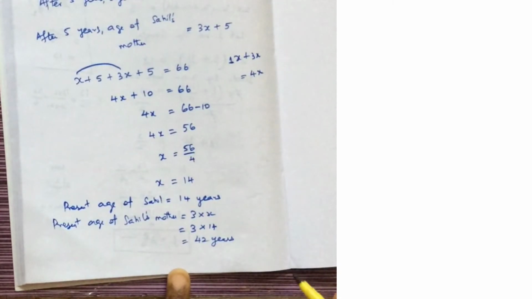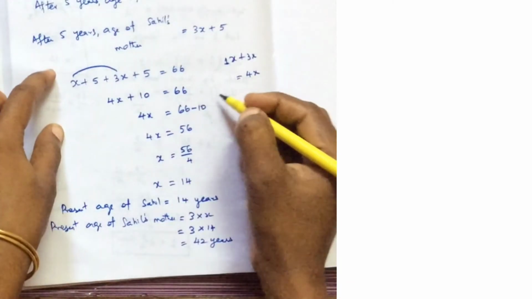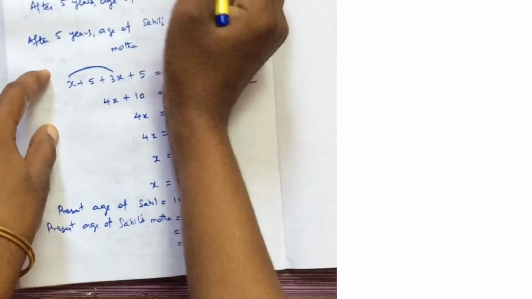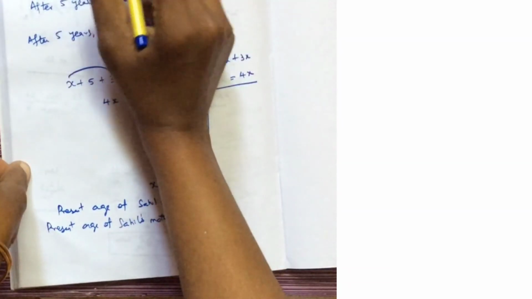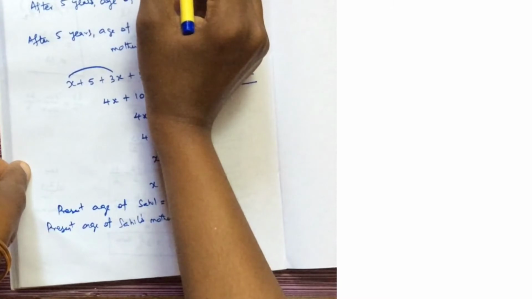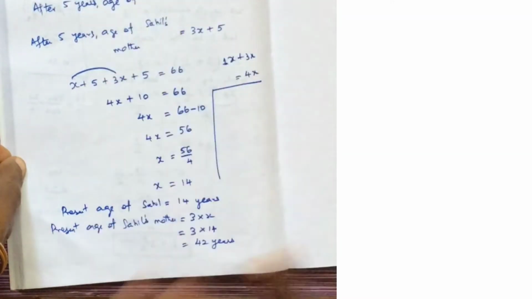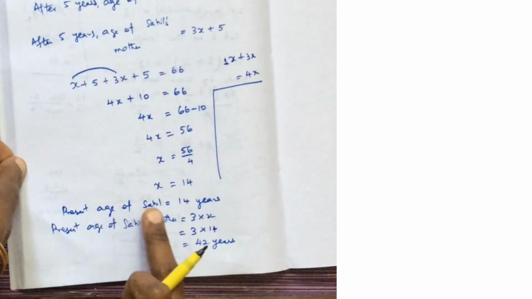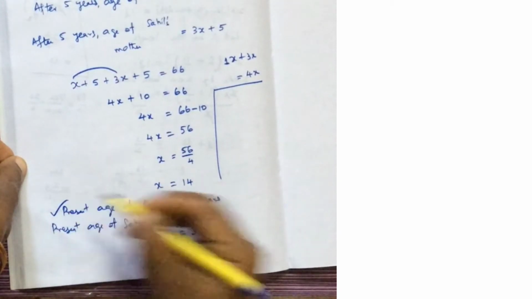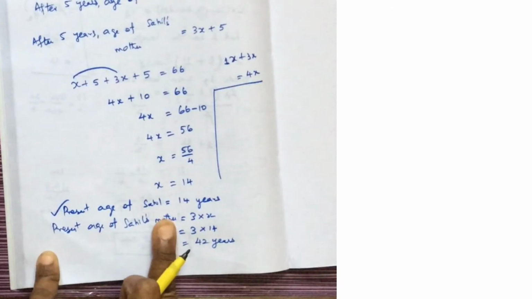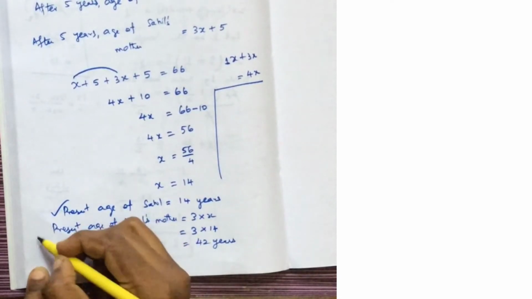If you want to just check it, what is given here? After 5 years, their ages will add to 66. The problem asked for their present ages, and we solved the problem. The present age of Sahil is 14 years. The present age of Sahil's mother is 42 years. Up to that, we have solved the problem.